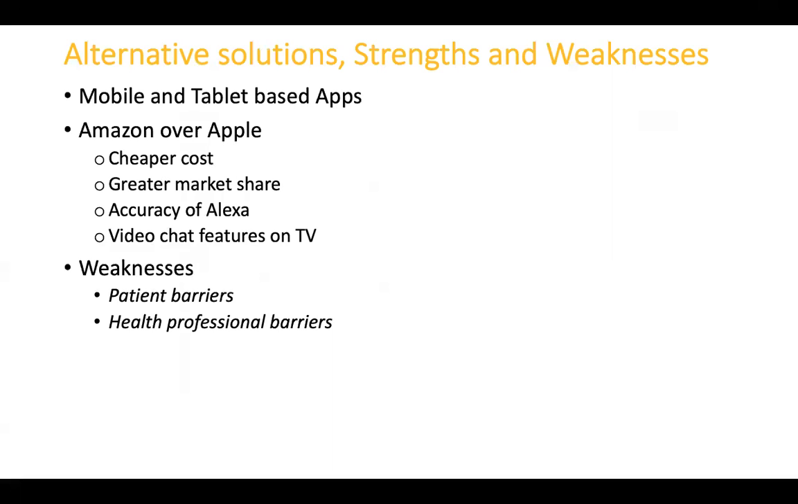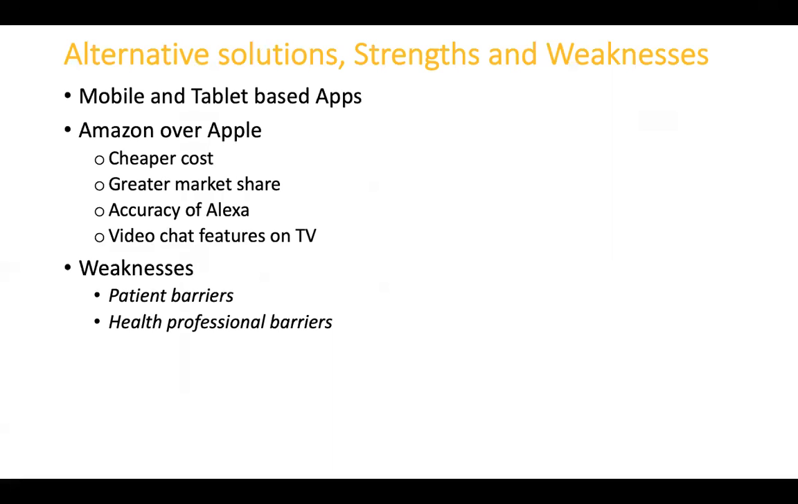And so the most important reason why we chose a TV-based platform was the fact that elderly people spend about 3.3 hours per day on a television. And so we felt it's a great platform to utilize. And then the specific reason why we chose Amazon over Apple was that Amazon was cheaper. It had a greater market share, so we felt there could be more people who would use it. And then the accuracy of Alexa over Siri, and the video chat features that were available on Amazon TV, which Apple didn't have. So for these reasons, we preferred Amazon over Apple.